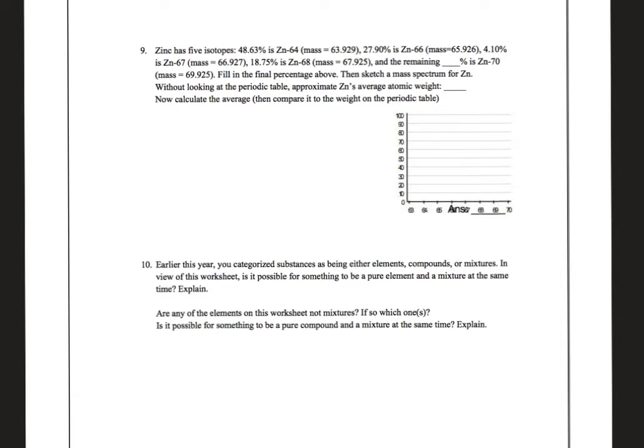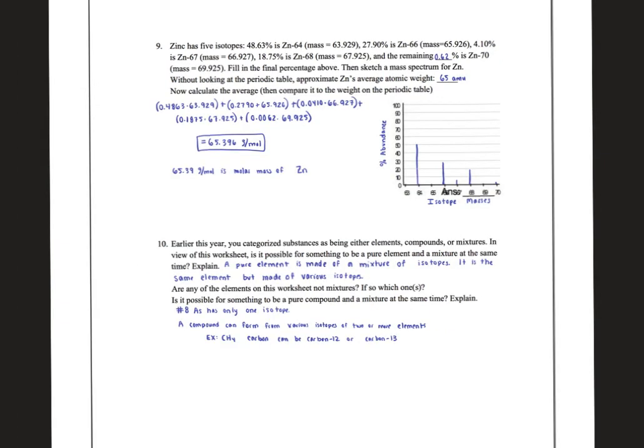All right, your 2 minutes are up. Check out number 9. Hopefully you were able to figure out that the remaining percentage was 0.62. Remember, the percents of all the isotopes have to add up to 100%. So if I add up all of these percentages and then subtract from 100, that's how I got my remaining 0.62%. I made my mass spectrum. I calculated my average atomic mass for zinc, and I also made a prediction before I started.